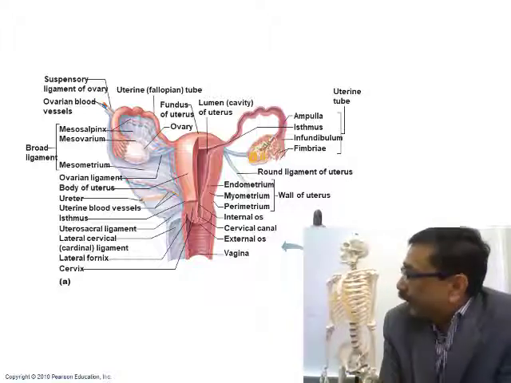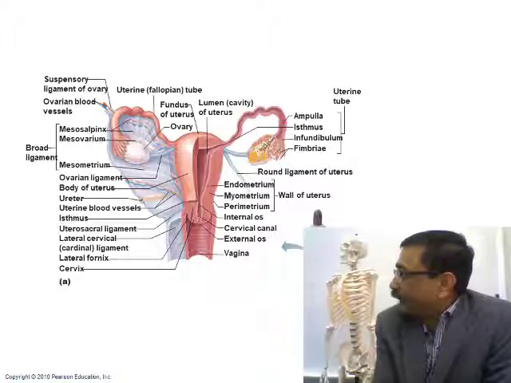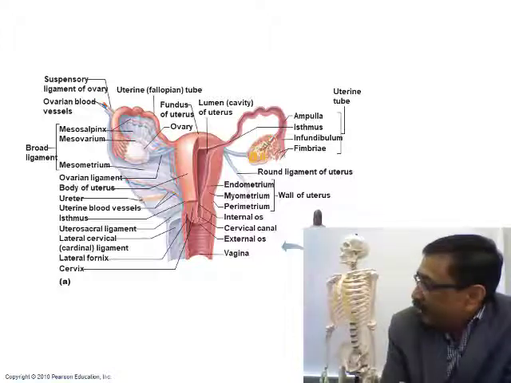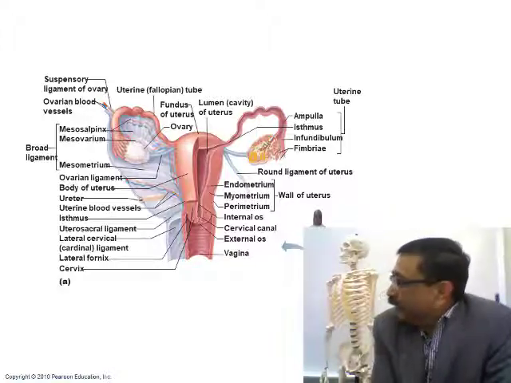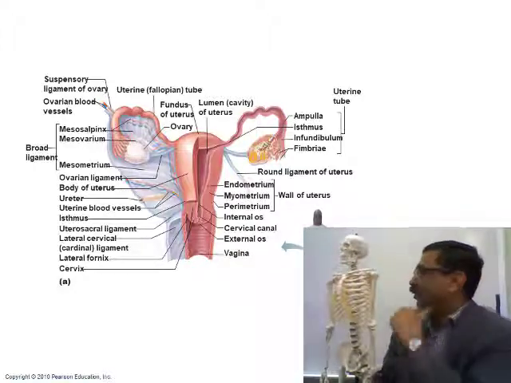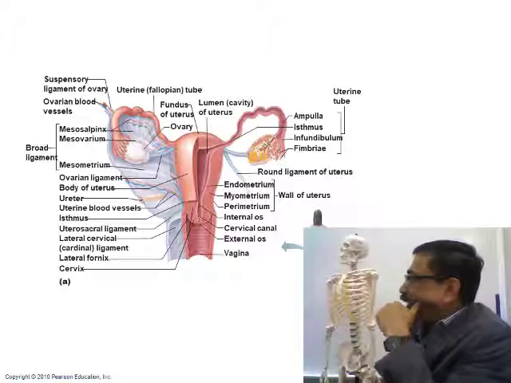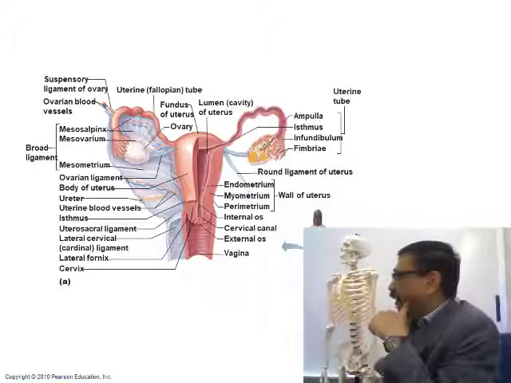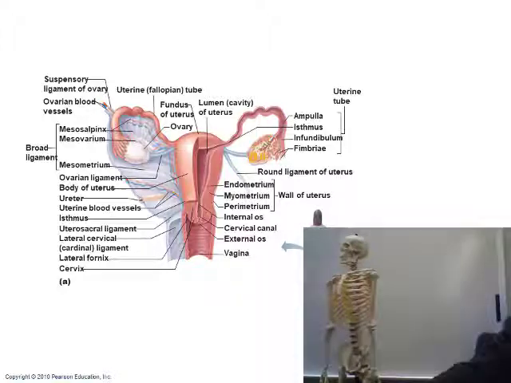The reproductive organs are kept in the right place by several ligaments. The ovarian ligament anchors the ovary medially to the uterus. So here in this picture you see the ovarian ligament attached to the ovary at one end, and the other end is attached to the uterus. So this is the ovarian ligament, ovary to the uterus. Another one on this side, right?